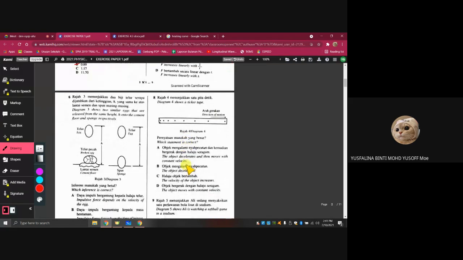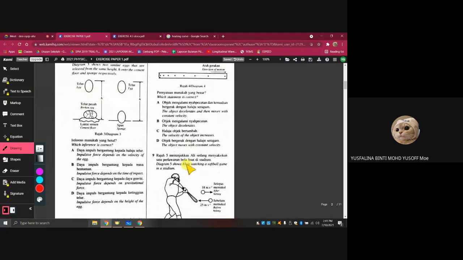Okay, for number 6. Okay, inference. So it said which inference is correct. So can you give me the meaning of the impulsive force first? What does it mean by impulsive force?